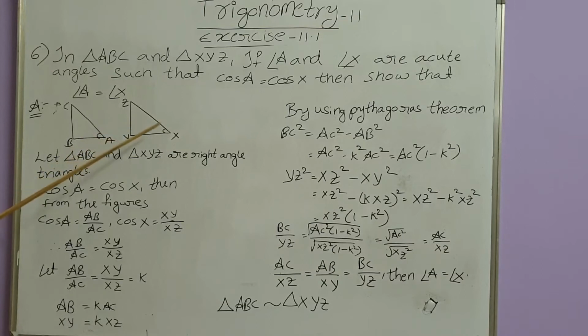Angle A is equal to angle X. Triangle ABC is similar to triangle XYZ. These two angles are equal. Angle A is equal to angle X.